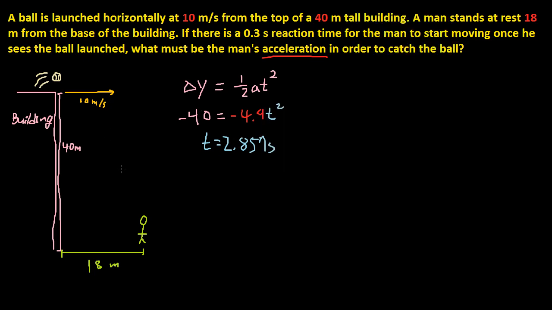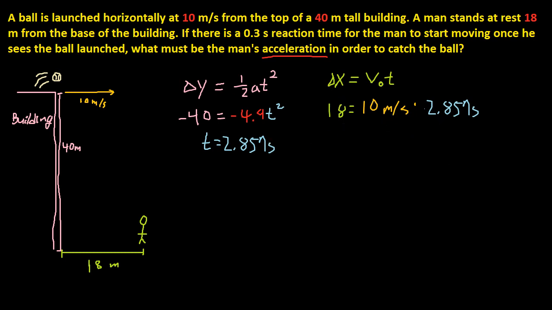Okay, so let's figure out how much the ball will move horizontally. Since we know the time, we can just calculate delta x. Acceleration is 0, so we're just gonna do the first part of the equation, which is v naught t. So delta x is equal to v naught, which is 10 meters per second, times the time, 2.857 seconds.